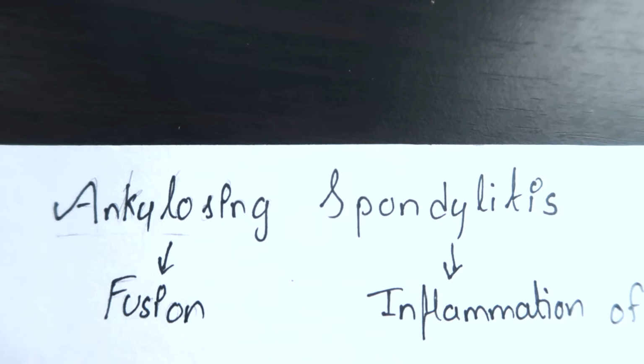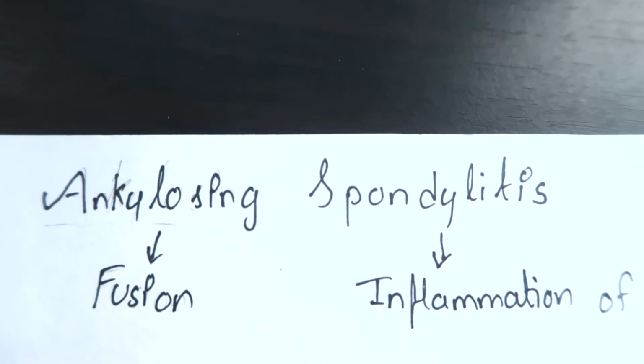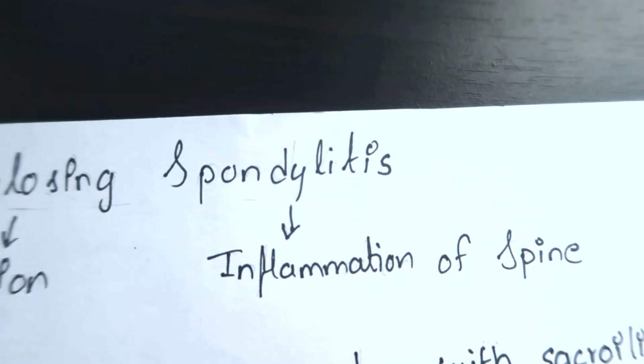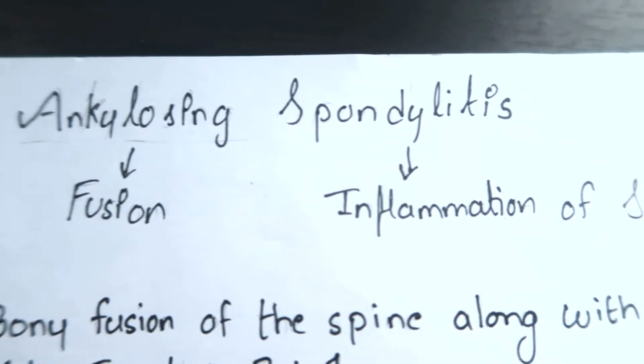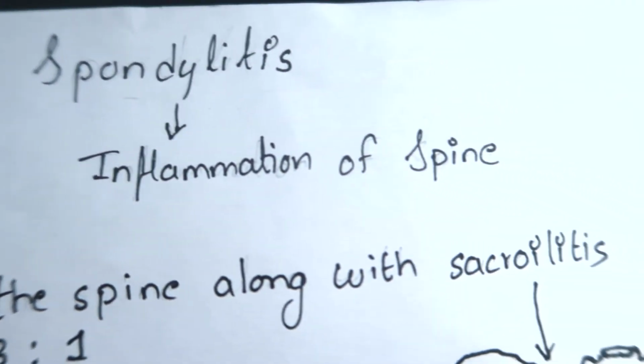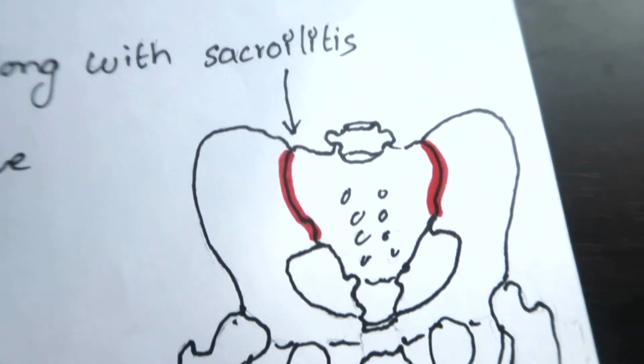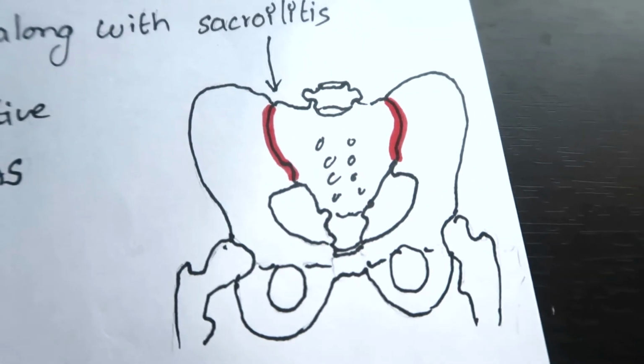Ankylosing spondylitis is an inflammatory disorder of unknown cause that primarily affects the axial skeleton. Ankylosis basically means fusion of bones, and spondylitis means inflammation of the spine. Ankylosing spondylitis presents with bony fusion of the vertebrae along with sacroiliitis, that is, inflammation of sacroiliac joints, as shown in this picture.